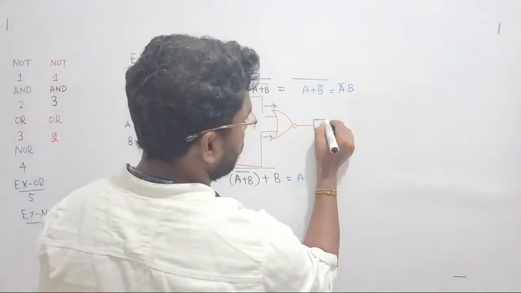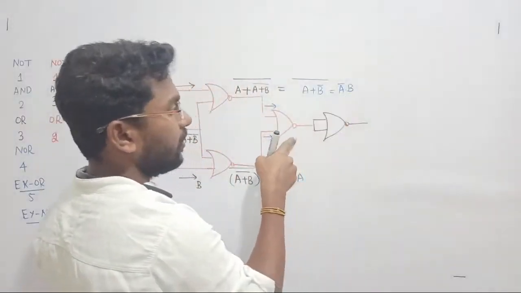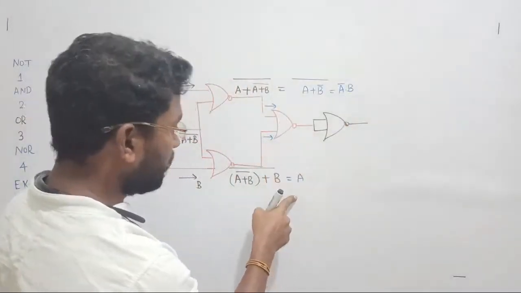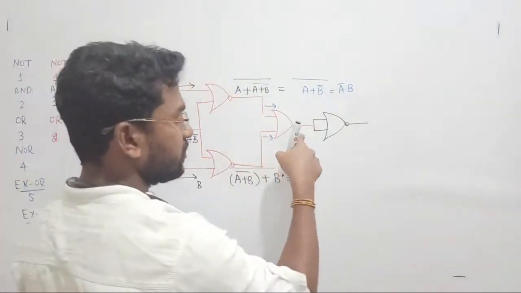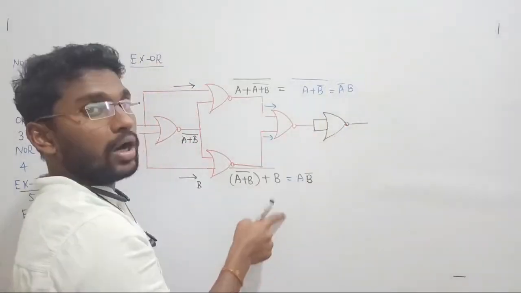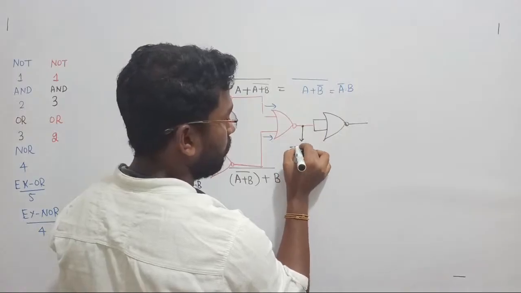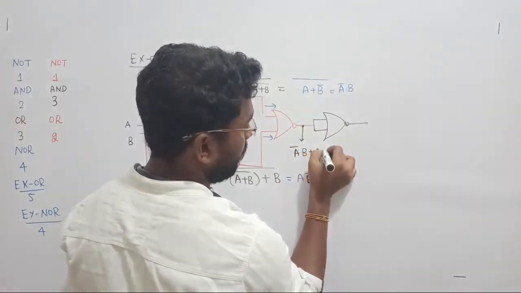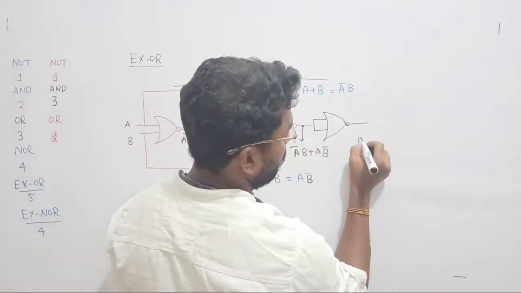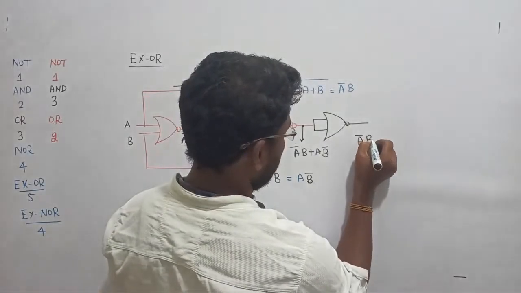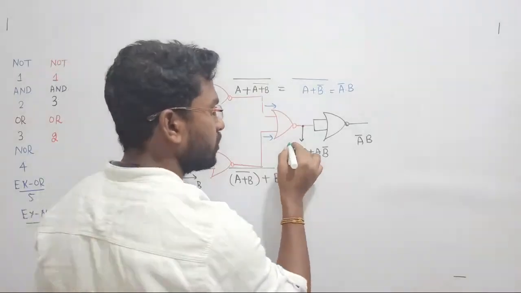So if I pass this through one more gate, what will I get? Here we are visualizing A bar B, and here I am visualizing A B bar, such that it is going to be A bar B plus A B whole bar. Again, if I pass it at this point, we are getting A bar B plus A B bar. If I pass it through one more NOR gate, you are going to get what? A bar. Once again, here we are getting the whole complement for this.